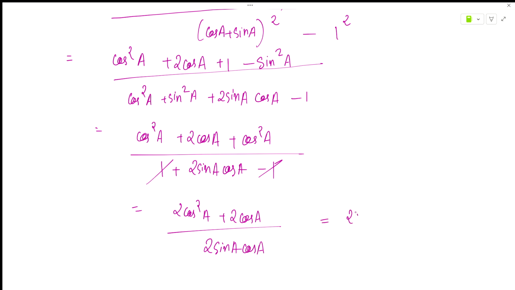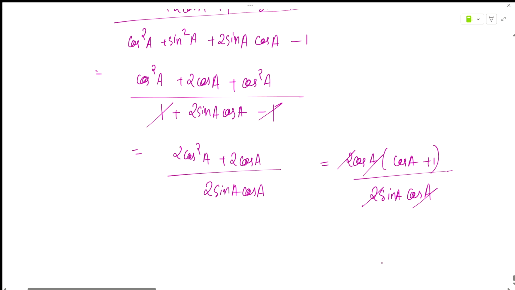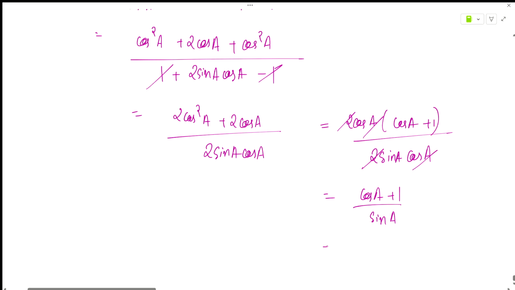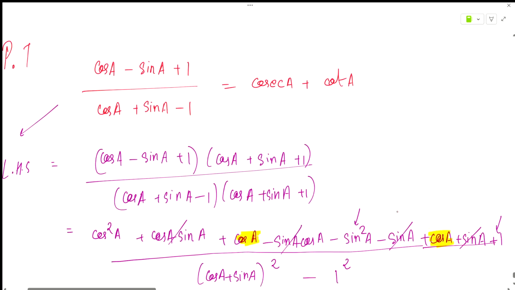If you take 2 cos A common, you will have cos A plus 1 upon 2 sin A cos A. We can cancel the 2 and 2 out, cos A out. So we'll be left with cos A plus 1 upon sin A. If you split the stuff over here, cos upon sin gives me cot A, 1 upon sin gives me cosec A. Now if you go back to your RHS, this is exactly what we need to prove.